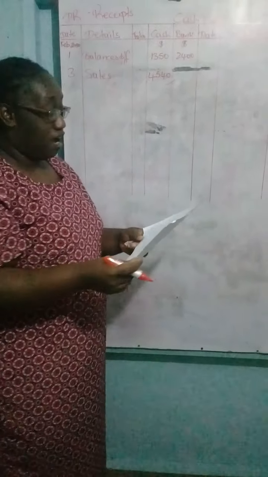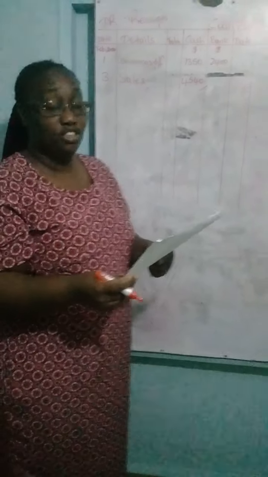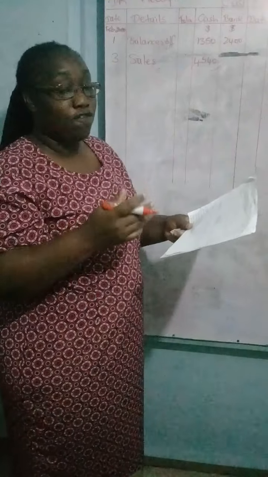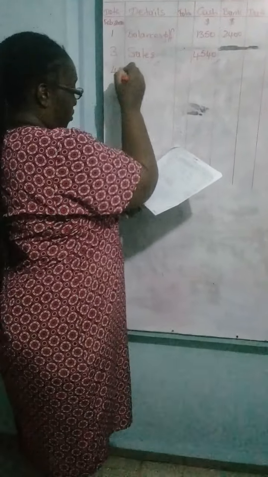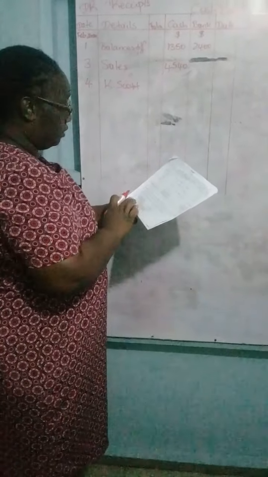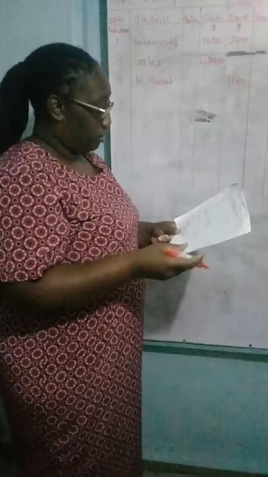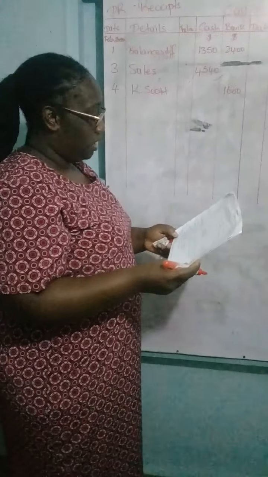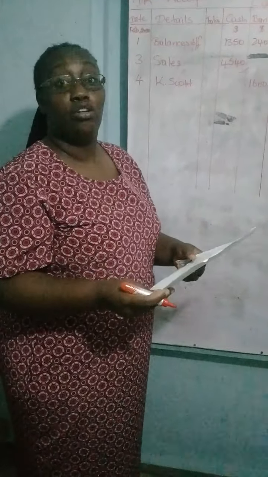On February 4th, we have receipt of check from K. Scott, $1,600 rather. Now it's receipt from K. Scott check, right? So this is a receipt, so it goes on the debit side. The fourth, from whom? K. Scott, and it's a check amount for $1,600, so that goes under the bank column. Anything has to do with check has to do with the bank. Then on the 6th, we have received check from D. Pitts, $900.